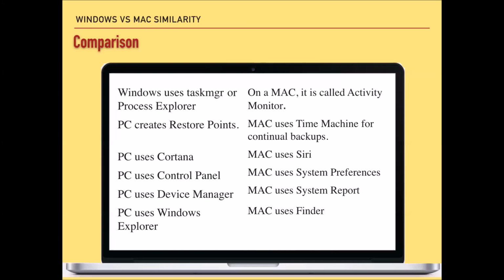And if you're familiar with a PC, you know that they create restore points. And on a Mac, they are called Time Machine. It's an app called Time Machine, and it does continual backups. It does them on an hourly basis, a weekly basis, a daily basis, a monthly basis. So as long as you keep the Time Machine turned on, it is doing continual backups, and it makes it extremely easy to go back in time to any point in time and restore a file.